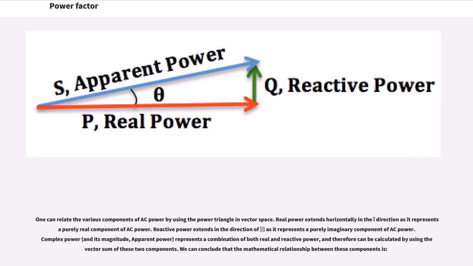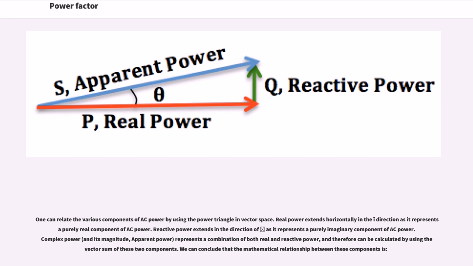space. Real power extends horizontally in the i-circumflex direction as it represents a purely real component of AC power. Reactive power extends in the direction of j as it represents a purely imaginary component of AC power. Complex power represents a combination of both real and reactive power, and therefore can be calculated by using the vector sum of these two components.